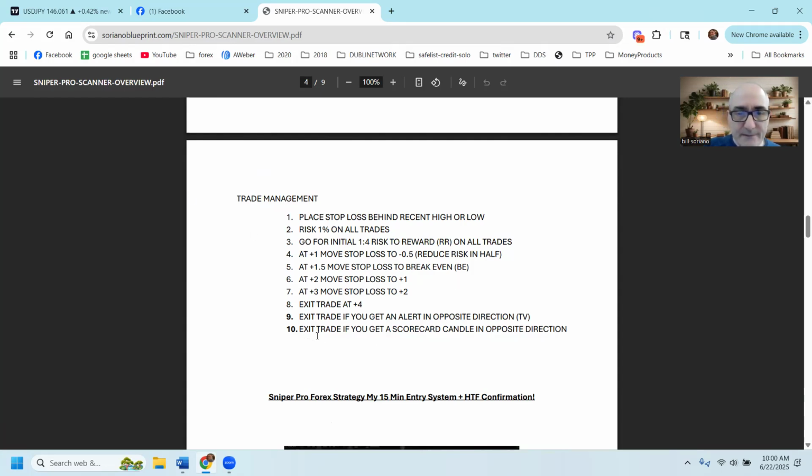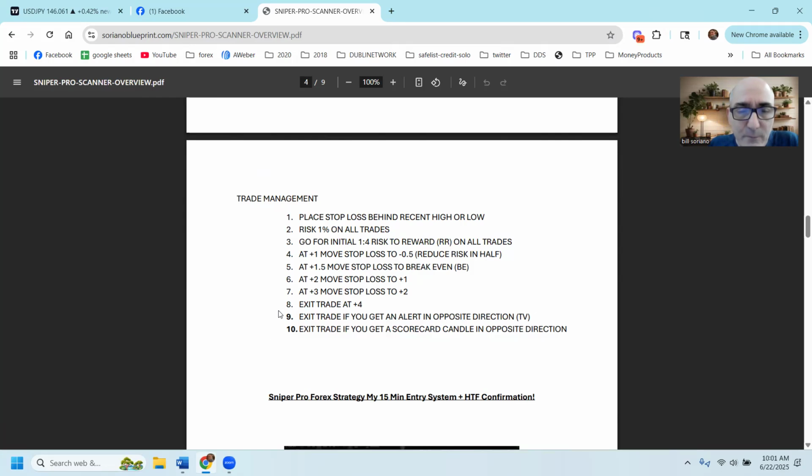And these two, 9 and 10, I really haven't had a chance to test out thoroughly. But that's just kind of my gut feeling that if you get an alert in the opposite direction, you should probably exit the trade. And if you get a scorecard candle on the scanner going the opposite way, you should probably exit the trade, right? Again, it's just a gut feeling right now. I haven't really tested those out too much.